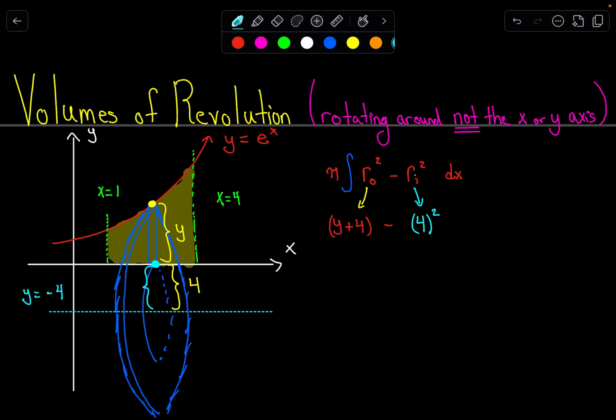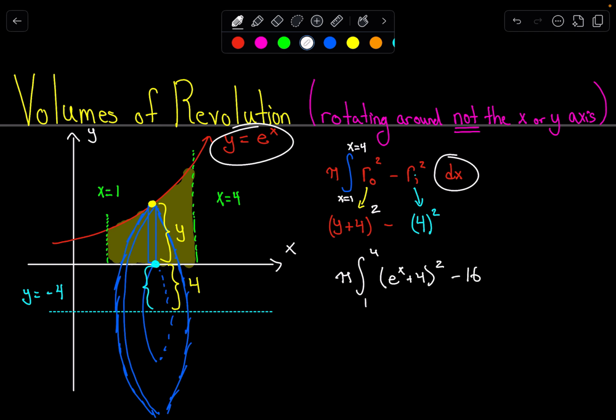If we put this all together, the last thing would be to put some bounds in here, and I gave them to us, x equals 1, x equals 4, and then we're good to go. So we'll have pi times the integral from 1 to 4 of y plus 4 quantity squared, but we're integrating with respect to x, and that y value comes from this particular function, so we're going to replace it with e to the x plus 4 quantity squared minus 16 dx. This expression is going to do it for us in terms of getting the volume of whatever this shape ends up being when we rotate it around.